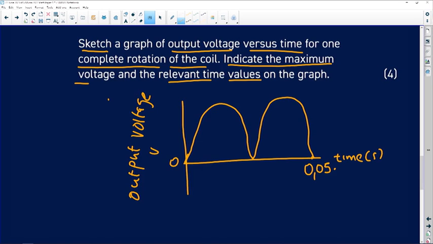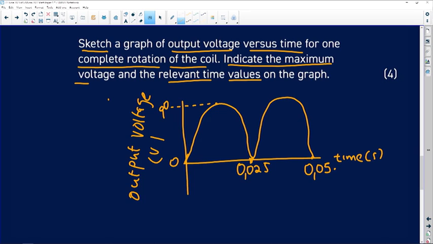It is measured in volts. Now the maximum here was given to us as 90, so we have 90 there. This is how you are supposed to get your maximum. Now, for half the rotation, what is half of 0,05? That is 0,025. That is half the rotation.